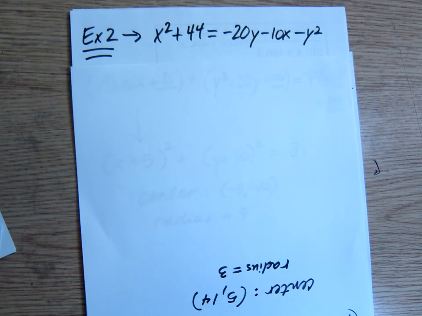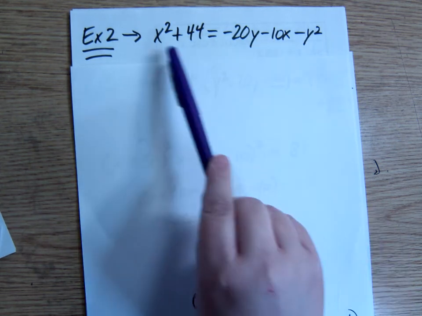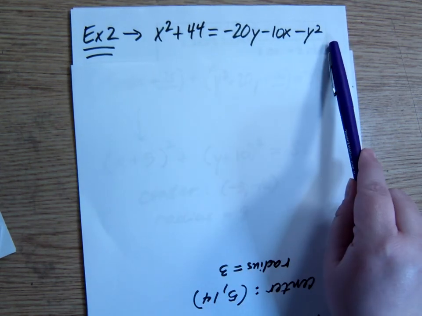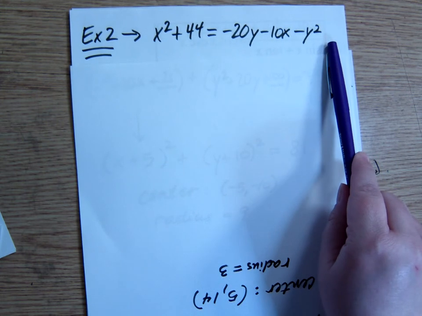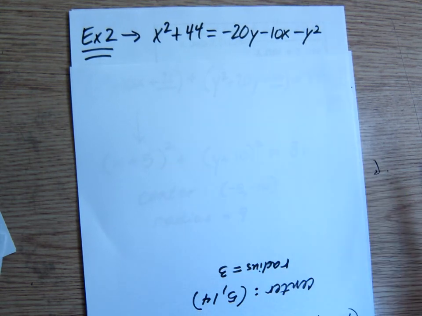Okay, I want to address something on this one because I had somebody last period ask me, well, since all these variables are over here, couldn't you just bring this one over there? Theoretically, sure. But in general, because the standard form equation of a circle has the x's and the y's on the left, and that's what I'm shooting for.